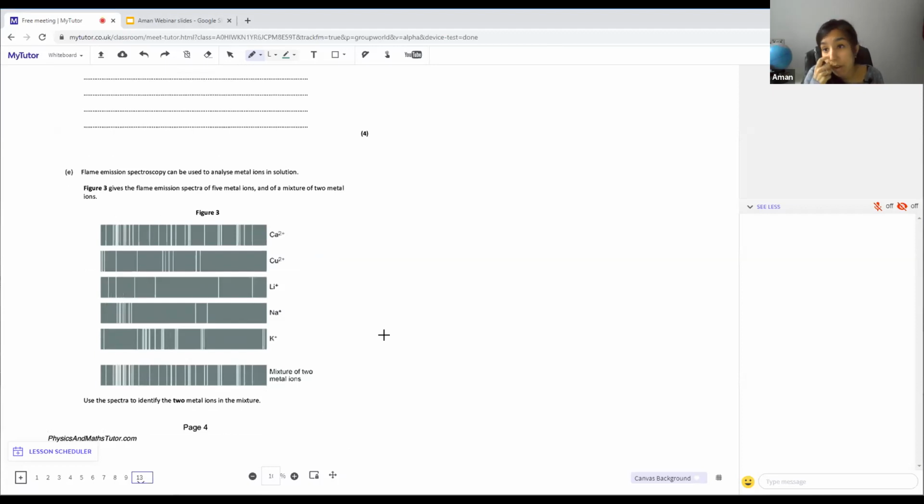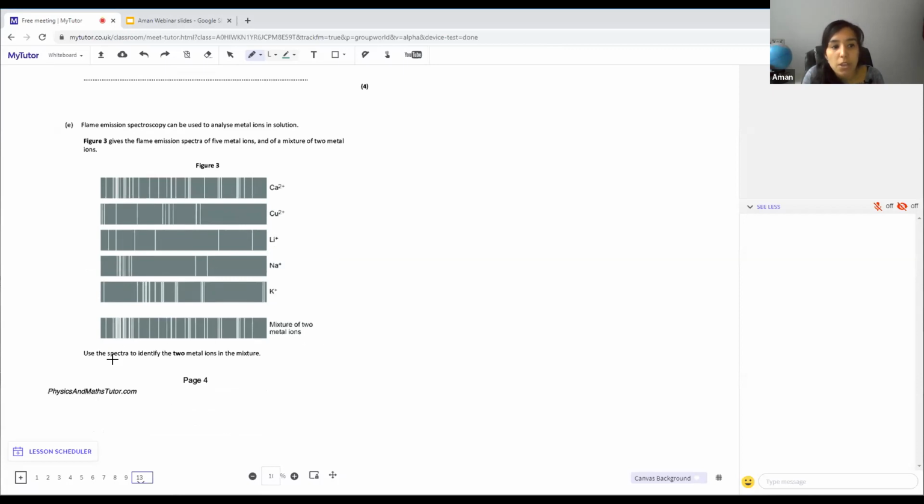So this is a typical flame emission spectroscopy question. Figure 3 gives the flame emission spectra of 5 metal ions, which you can see down here, and a mixture of 2 metal ions. This is the mixture. Use the spectra to identify the 2 metal ions in the mixture. So what do we think? Which 2 metal ions make up this mixture? So again, very similar to the exam question we did when I was showing you the slides. What do we think about this one?